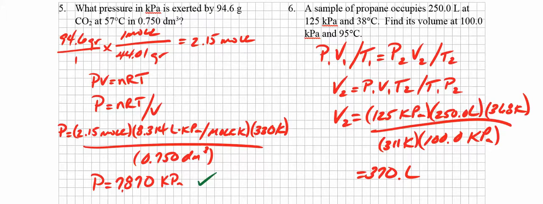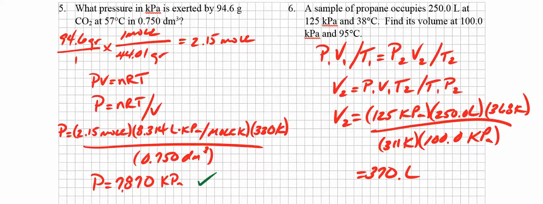So we have P1V1 over T1 is equal to P2V2 over T2. This is the combined gas law, of course. And we're going to isolate V2. We're looking for the volume under a second set of circumstances. So V2 is equal to P1V1 T2 divided by T1 divided by P2.